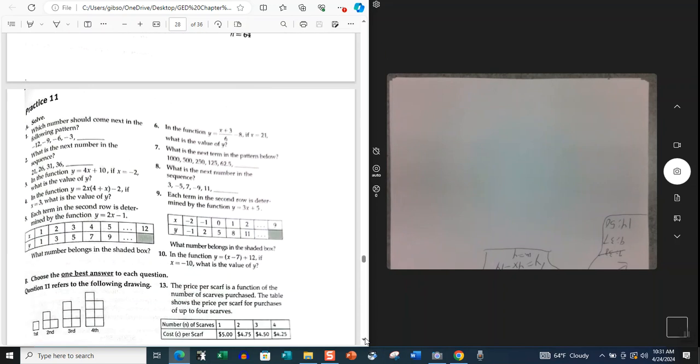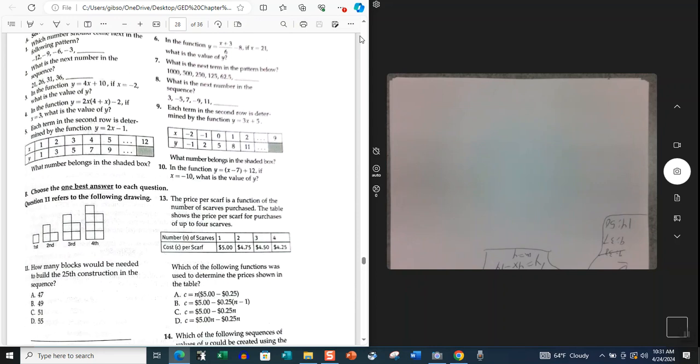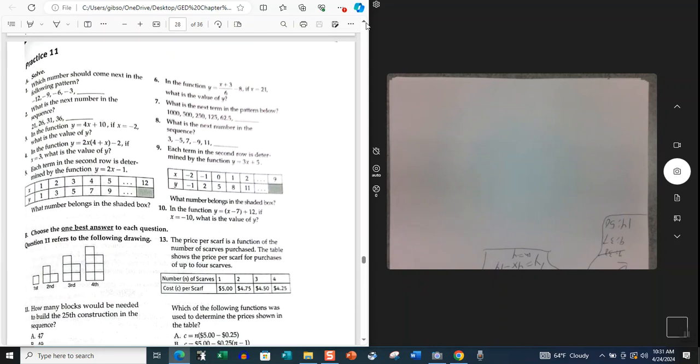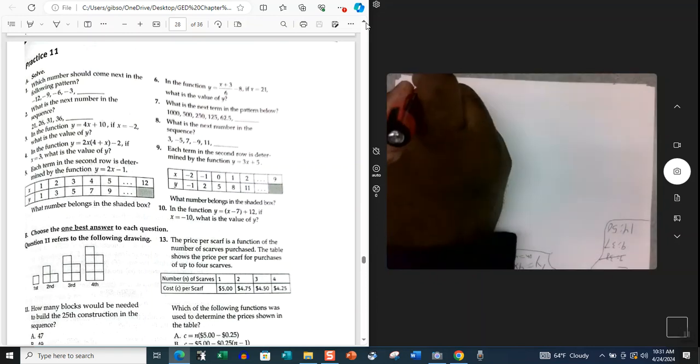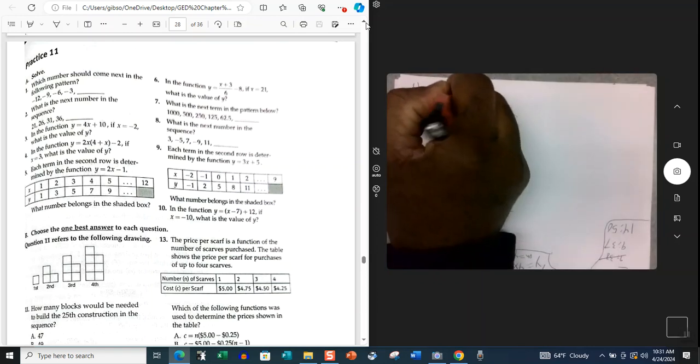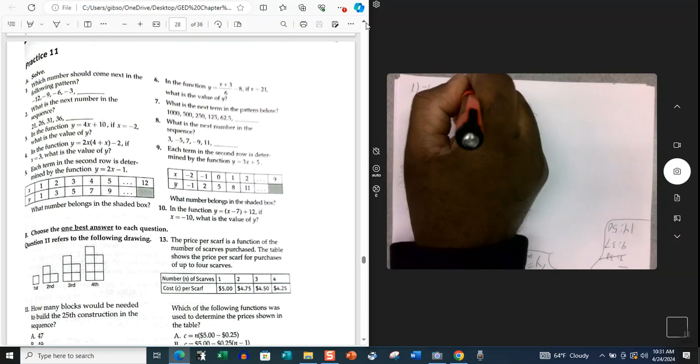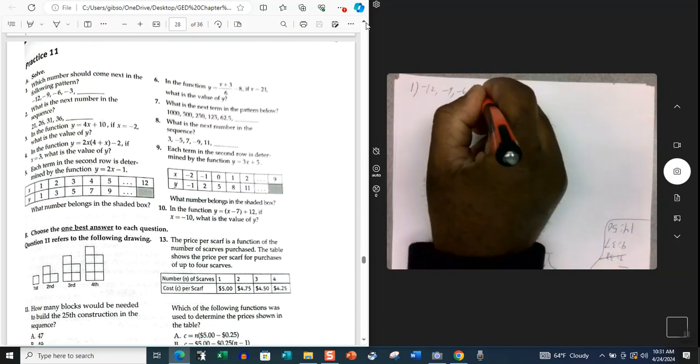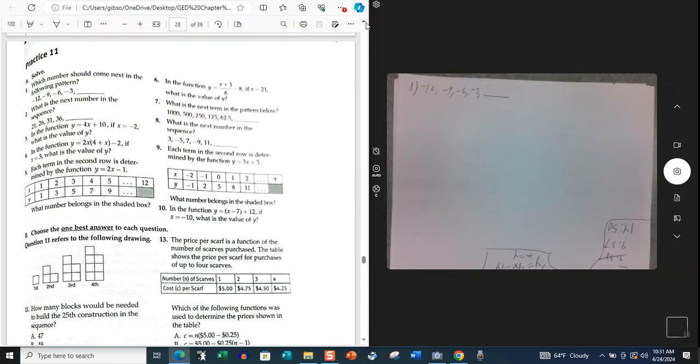So now we move on to the next page, and we have our practice problems. So we'll go with practice problem number 1. It says, which number should come next in the following pattern? We have, I'm going to write the pattern down here. So they want to know the next number.